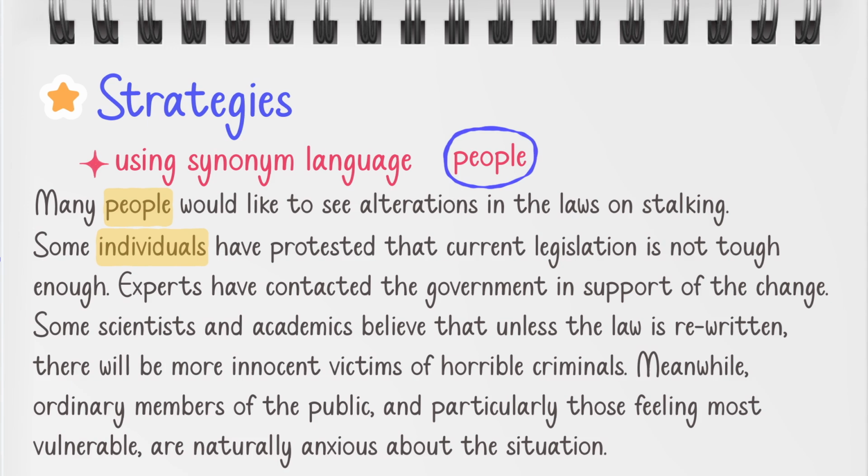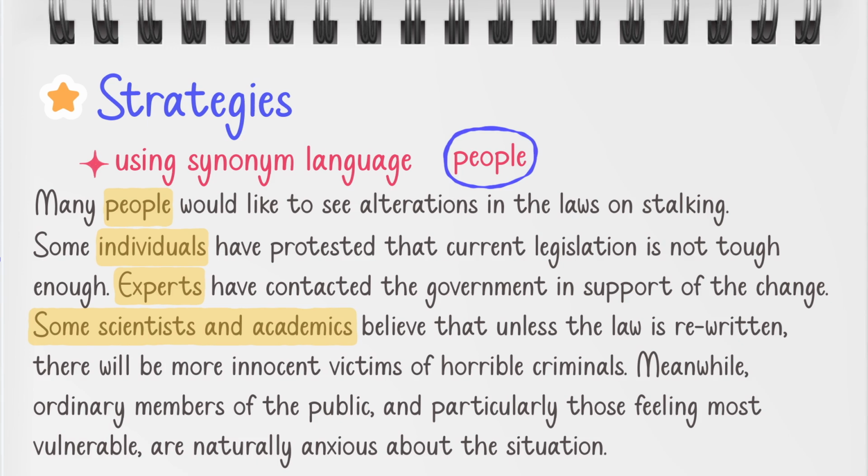Now, instead of again using people, we can write experts, all right? Some subcategories of people, some jobs, or words related to different groups of people, right? You can use these words in order to avoid repeating the words. So experts have contacted the government in support of the change. Some scientists and academics, so instead of experts, I'm using scientists and academics, believe that unless the law is rewritten, there will be more innocent victims of horrible criminals.